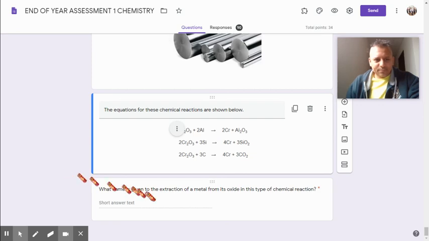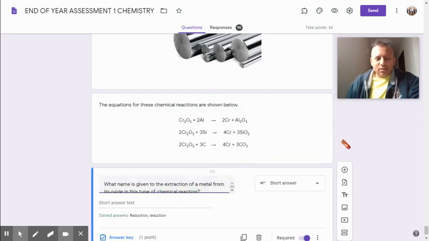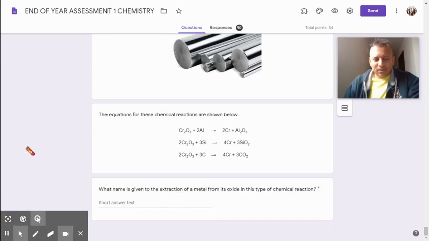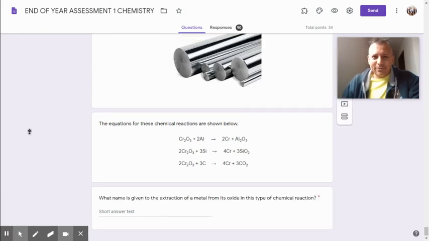However, the aluminium, silicon, and carbon are all acting in the same way. They are removing the oxygen from the chromium oxides. If they're removing oxygen, that means they're reducing agents, and therefore this type of reaction is a reduction reaction. And I really like this question.